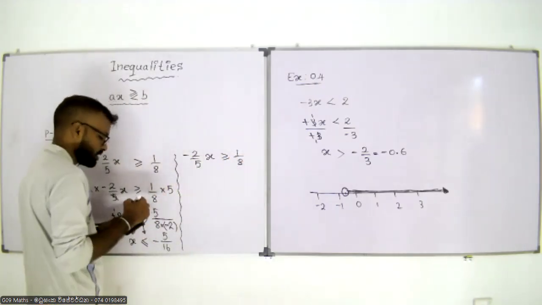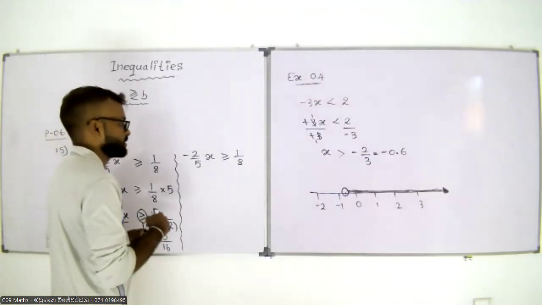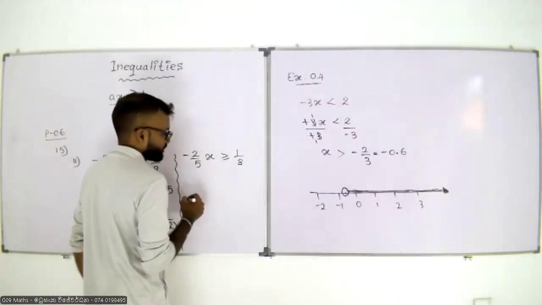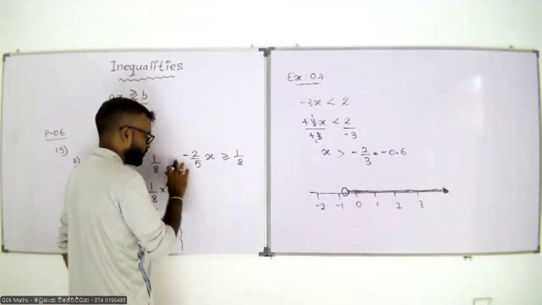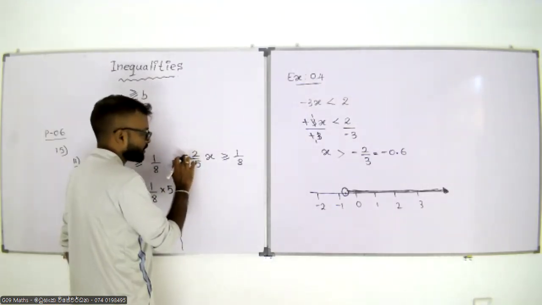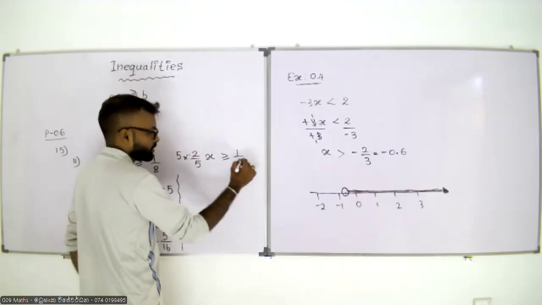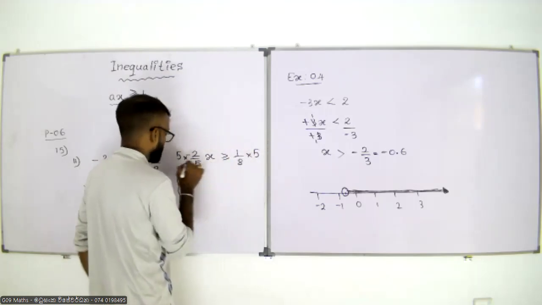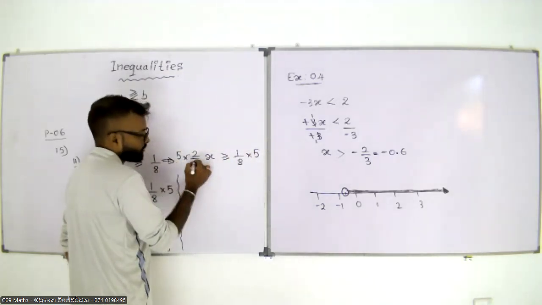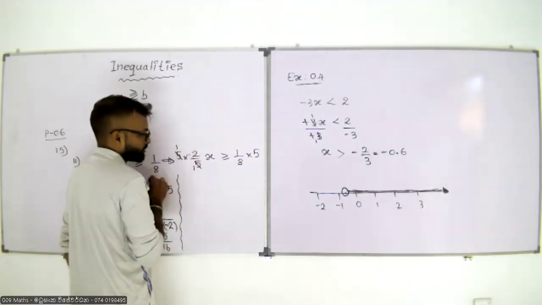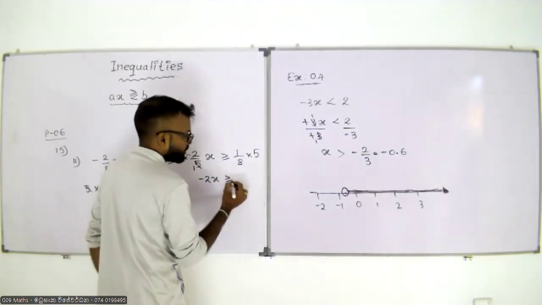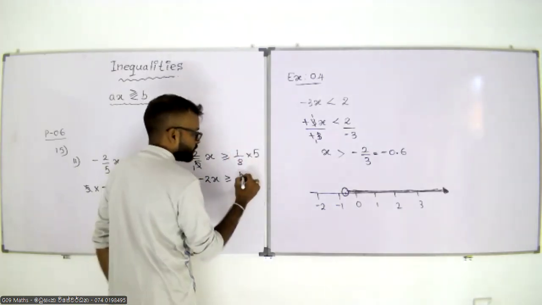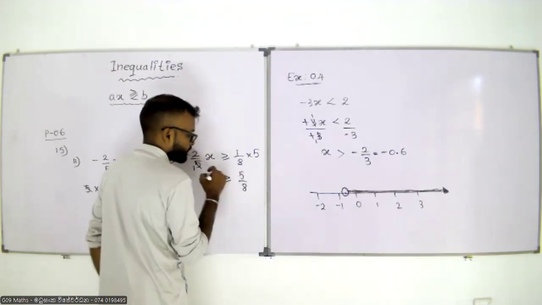So you are going to isolate x in your left hand side. First of all, you are going to remove 5. In order to remove 5, you are going to multiply both sides by 5. So 5 times 1, 5 times 1. Now you have negative 2 times x greater than or equal to 1 times 5 divided by 8.